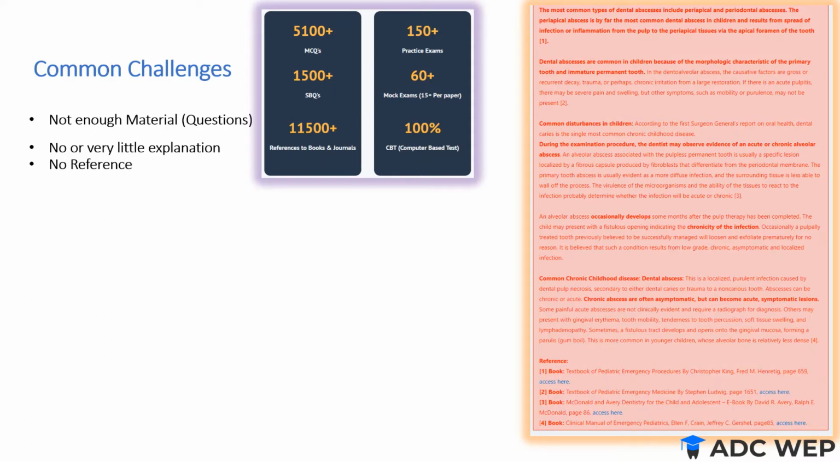I repeat, this is literally the largest resource for explanation and references for ADC Part 1. Now, ADC WEP provides the most detailed references, that is over 11,500 references. And each reference has three key main points. As you can see from this example here, it explains why a specific answer is the best answer.